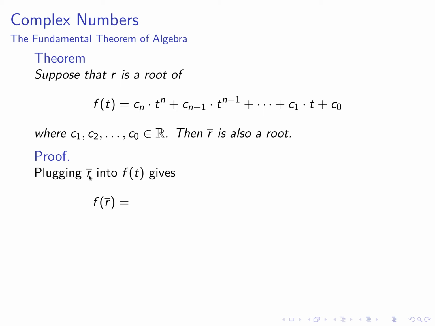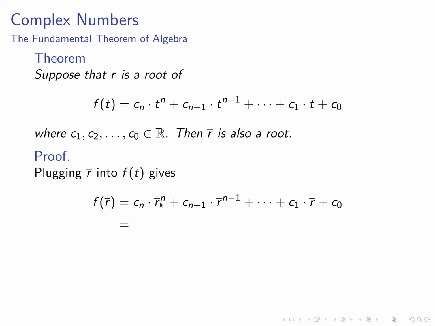Let's say that we plug in the conjugate r bar into the polynomial. So what we're doing is we're replacing all of the t's here with r bar, or the conjugate of r. Well, what we're looking at is c sub n times r bar to the n, plus c sub n minus 1 times r bar to the n minus 1, and then we keep doing this until we get to c sub 1 times r bar plus c sub 0. So we're replacing all of the t's in our expression for the polynomial with the conjugate of r, where we know that r is a root of the original polynomial.